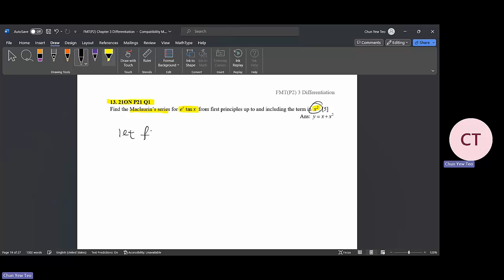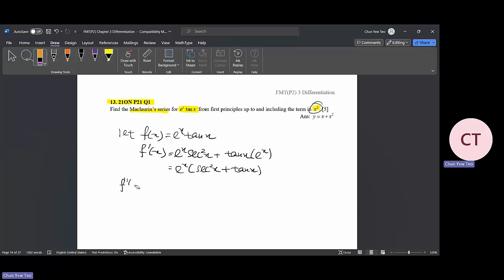As usual, first of all, we let the function f(x) be e to the power x tan x. Then we differentiate it for the first time. Product rule: keep the left, differentiate the right, plus keep the right, differentiate the left. Usually we will factorize it out, and this is what we get. Now after that, you differentiate it for the second time. Keep the left, differentiate the right.